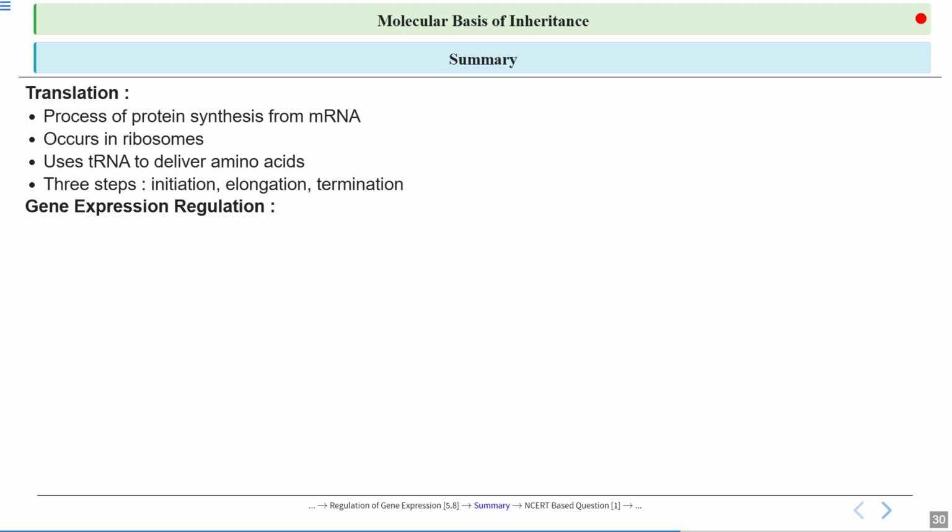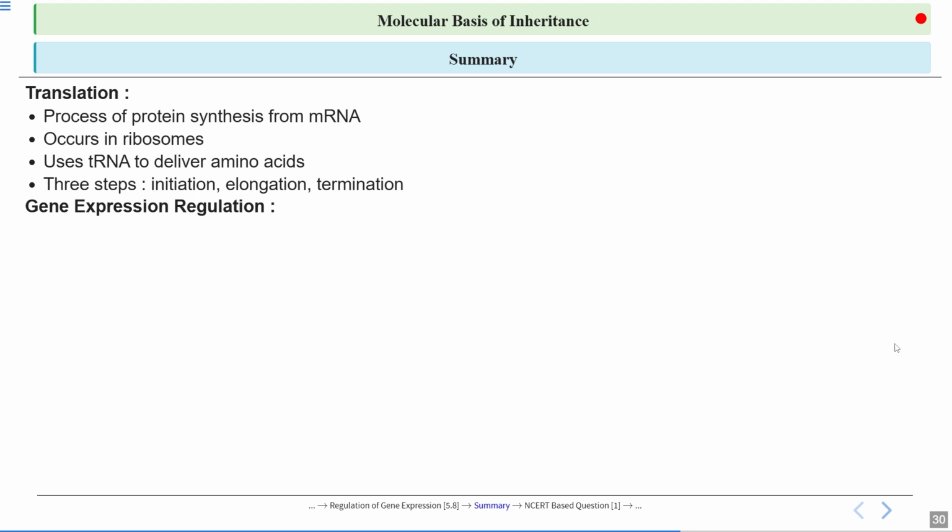But when the stop codon comes, we know there is no tRNA for the stop codon. So then the translation will terminate. The hydrolysis of the bond between the polypeptide and tRNA occurs. Therefore, the polypeptide becomes free, and eventually the ribosome will detach itself. During this process, when the stop codon comes, a release factor will come and bind to the stop codon. So this is the whole translation process.